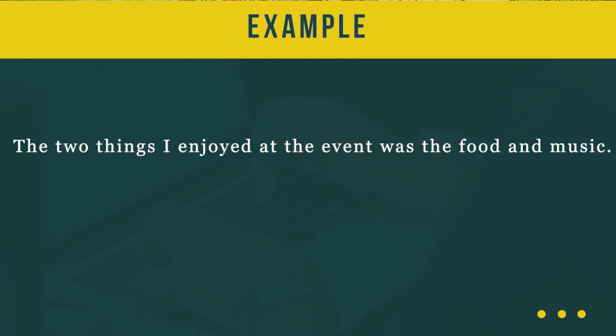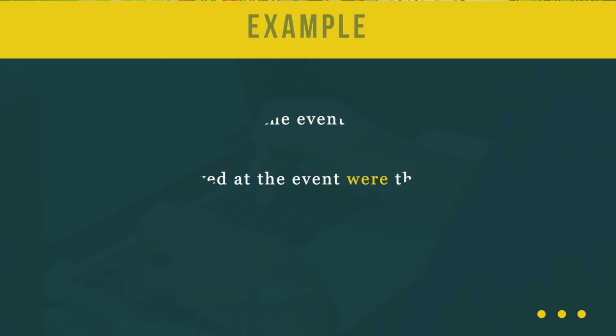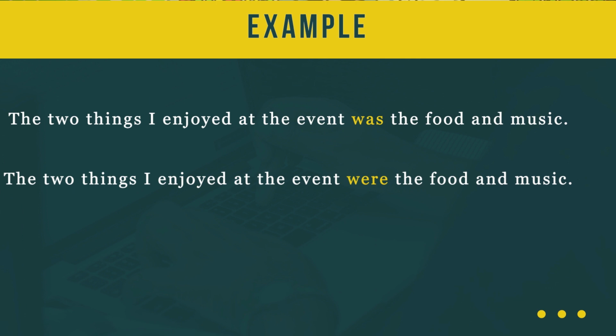For example, take this sentence. The two things I enjoyed at the event was the food and music. The sentence is grammatically wrong. The plural subject, food and music, should be followed by the verb were, not was. The correct sentence should be: the two things I enjoyed at the event were the food and music.